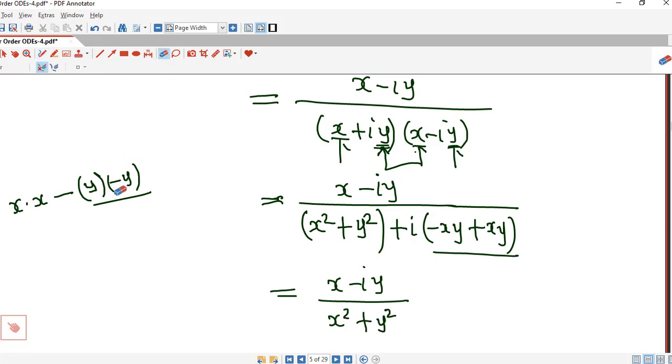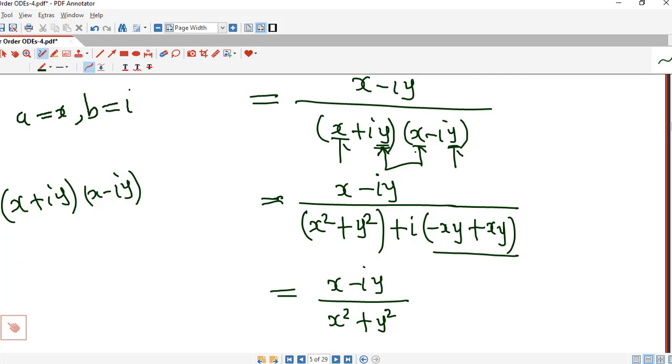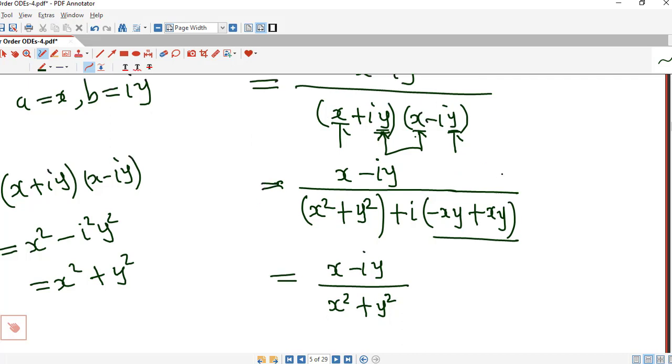Now if we don't want to multiply using that formula, we can use the formula for a plus b into a minus b. Here also x plus iy into x minus iy. If we consider a equal to x, b equal to iy, then a plus b into a minus b is a square minus b square. b square means i square into y square, and we know that i square is minus 1. So here we will obtain x square plus y square. So that also can be used directly.